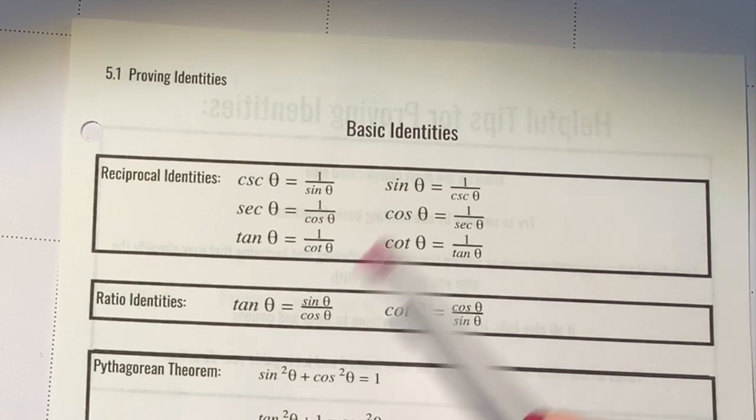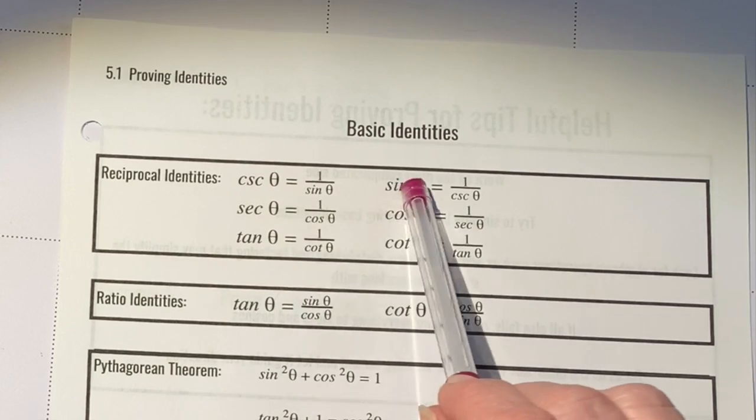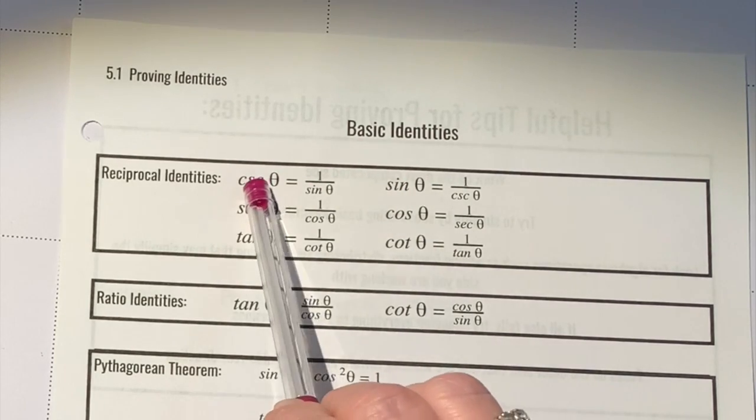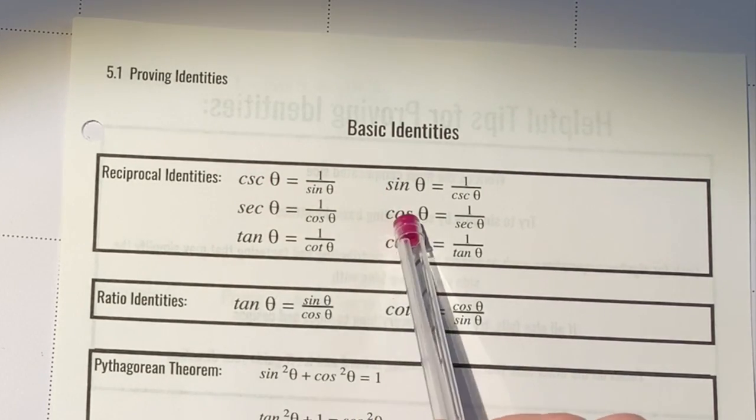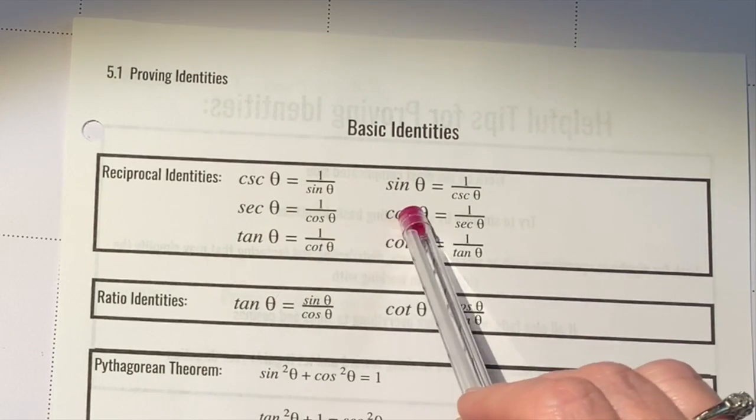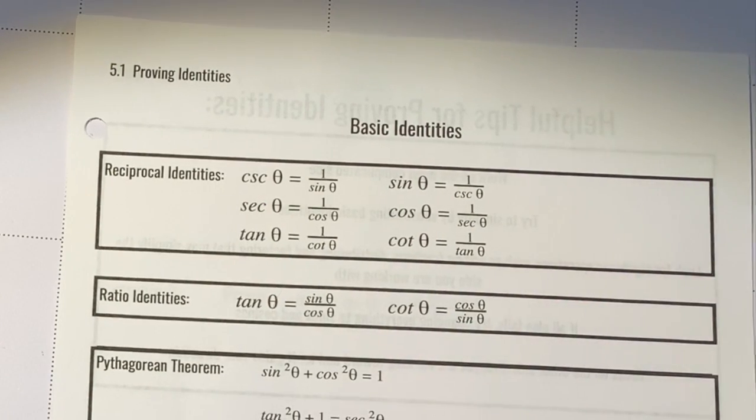Easy way to remember these, so you're not going to get mixed up: remember, the C and S always go together, S and C. You'll never have an S and S or C and C. So that's an easy way I remember those.